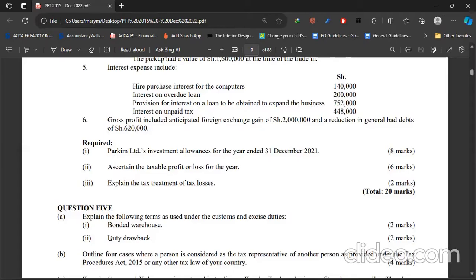6. Gross profit included anticipated foreign exchange gain of 2 million and a reduction in general provisions of 620,000 shillings. Required: Pakim Limited investment allowances for the year ended 31st December 2021. Ascertain the taxable profit or loss for the year. Explain the tax treatment of tax losses.